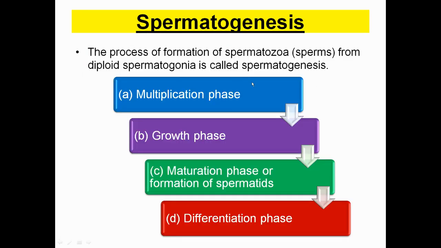So what is spermatogenesis? It is the process of formation of spermatozoa, or sperms, from diploid spermatogonia. It comprises basically four phases: the multiplication phase, growth phase, maturation phase or formation of spermatids, and differentiation phase. These four phases are very important and relate to the chromosomal number, along with the type of cells being formed. So you should have a great idea about each and every phase with the pictorial representation.